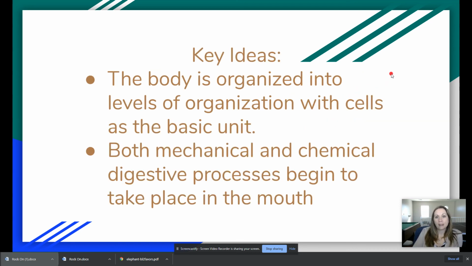All right, so key ideas to take away today. The body is organized into levels of organization with cells as the basic unit. Both mechanical and chemical digestive processes begin to take place in the mouth.